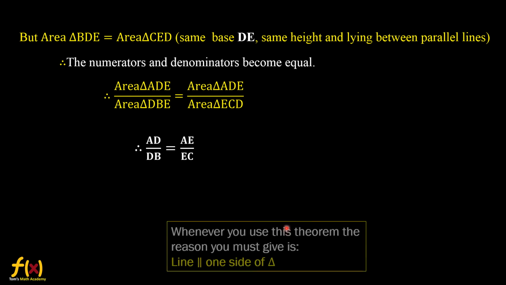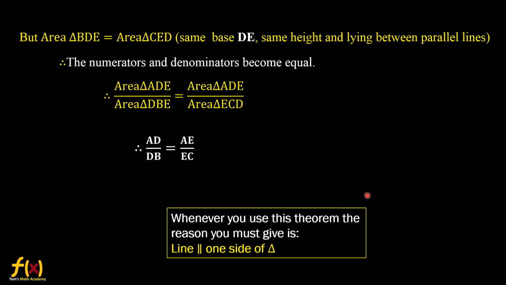Finished. Whenever you apply this theorem in any of the riders, write the reason: line parallel to one side of triangle. Okay, finished.